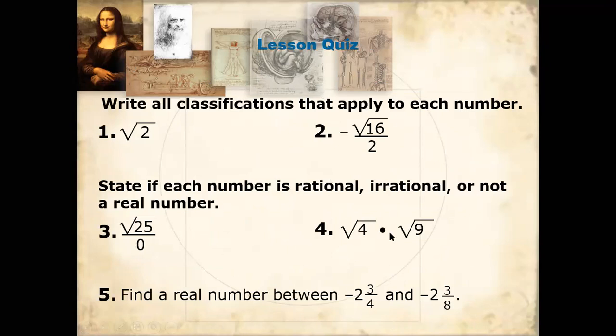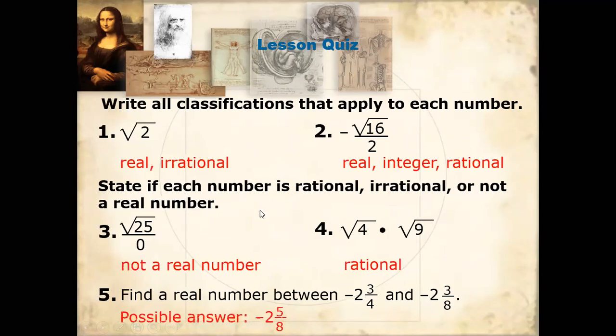This is the final one, which we revised today. Write all the classifications. State if each number is rational, irrational, or not a real number. Find a real number between those two numbers. Is there anyone who doesn't know how to answer all these questions?